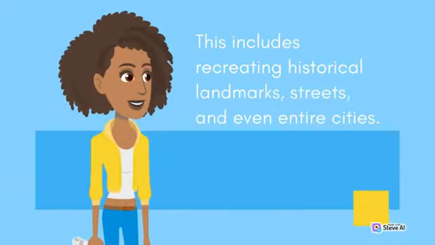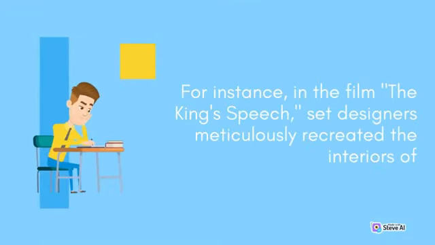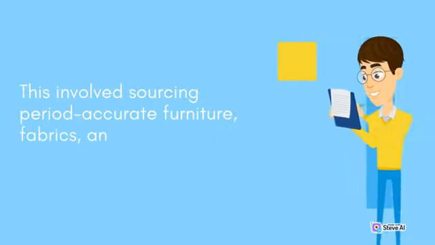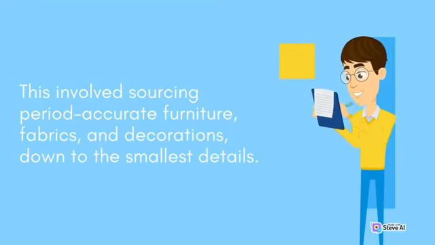This includes recreating historical landmarks, streets, and even entire cities. For instance, in the film The King's Speech, set designers meticulously recreated the interiors of Buckingham Palace to capture the atmosphere of the 1930s. This involved sourcing period-accurate furniture, fabrics, and decorations, down to the smallest details.